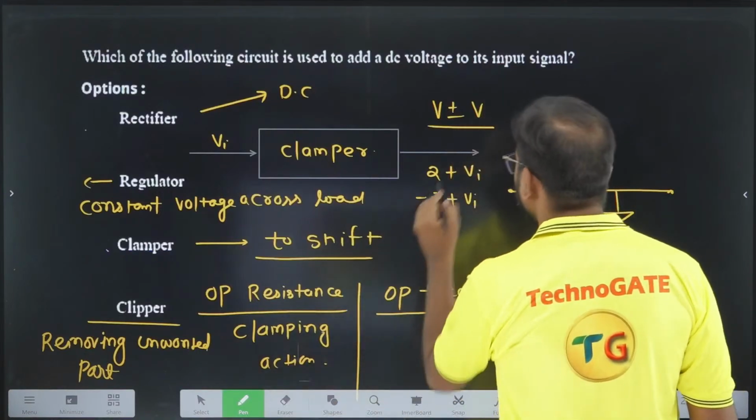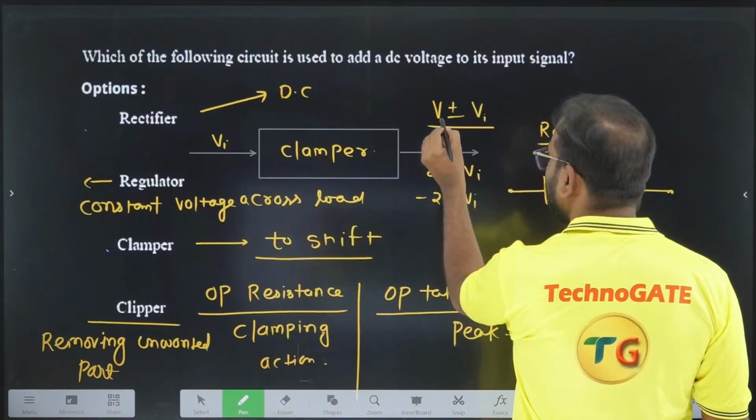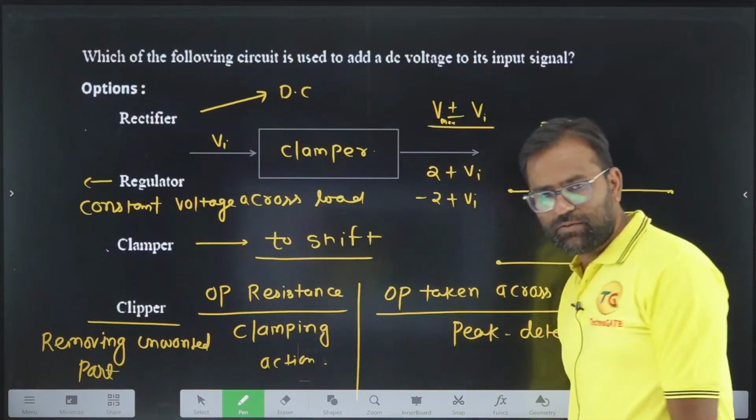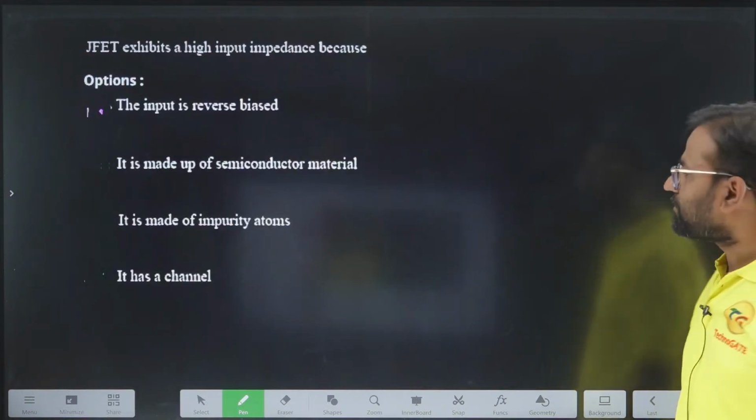This is Vi. And this Vi, this value is what? V maximum value. Plus minus of V maximum value. I hope this is clear.